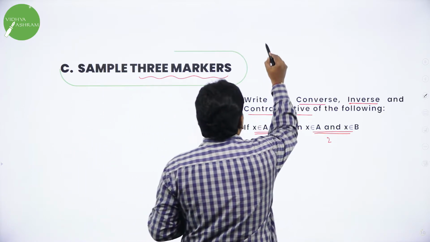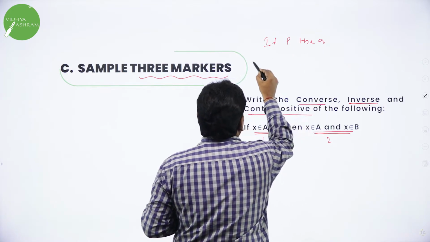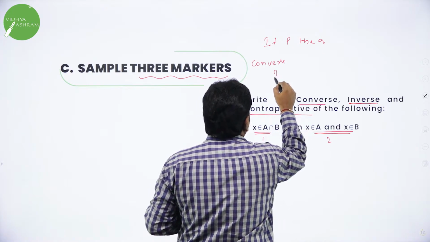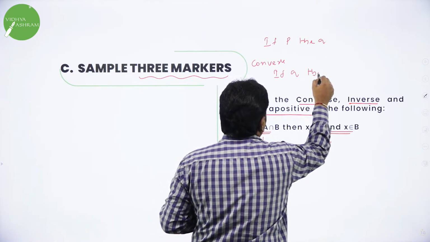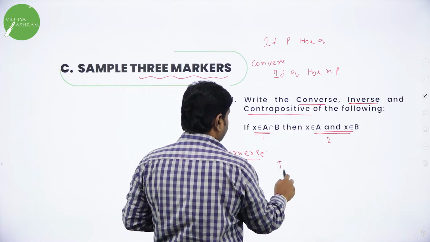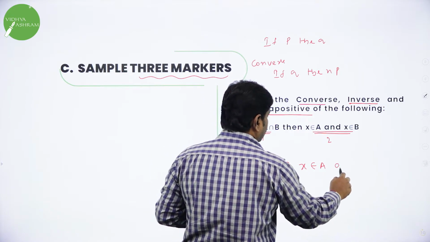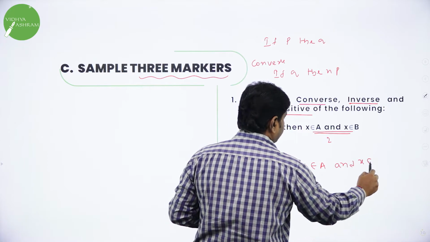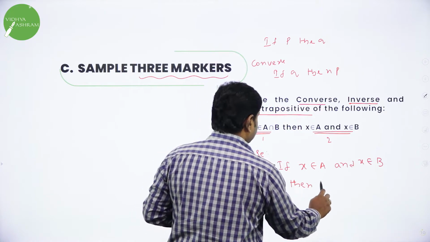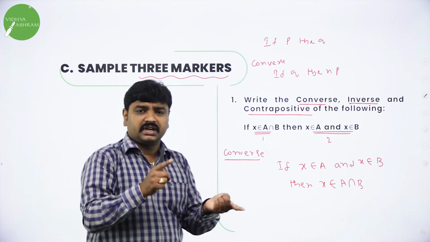All of you know if P then Q. What is the converse for this? Converse is the reverse of it. For if P then Q, the converse is if Q then P. Now the converse of this: if X belongs to A and X belongs to B, then X belongs to A intersection B. This is a converse. Converse means what? Interchange.